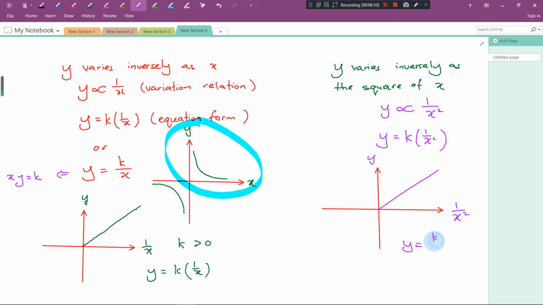So how about in this case? y equal to k over x squared. Now I'm going to multiply both sides by x squared. Here I will get x squared y. Here I will get k. So in this case, x squared y is equal to a constant if y varies inversely as the square of x.